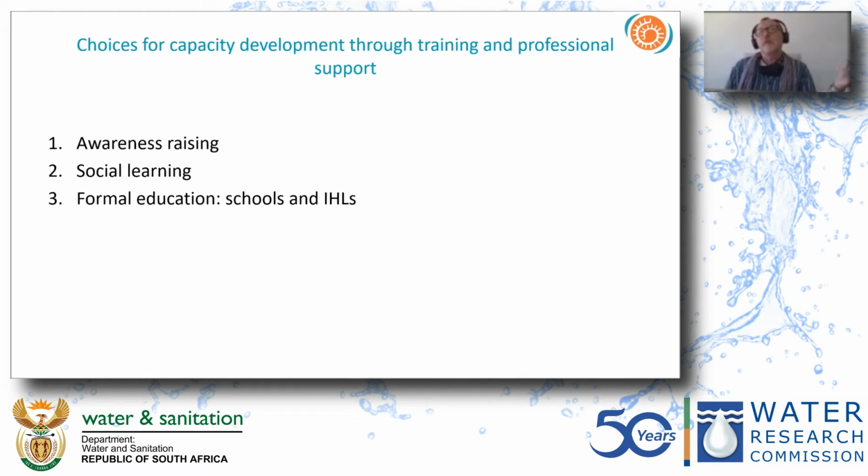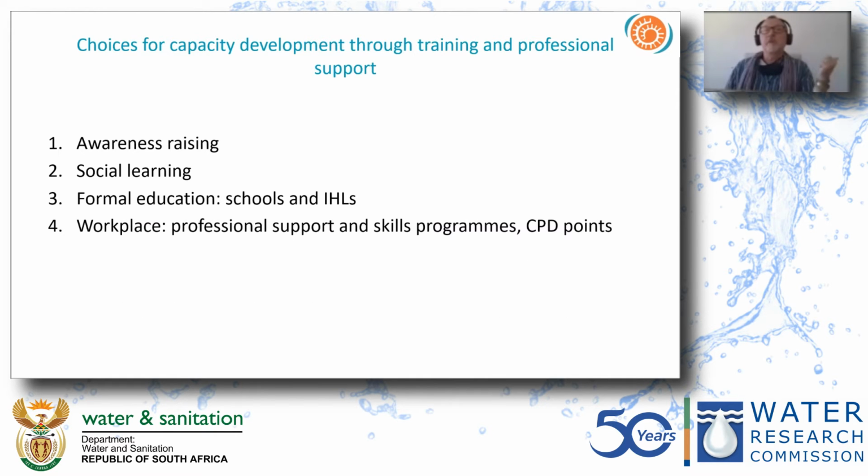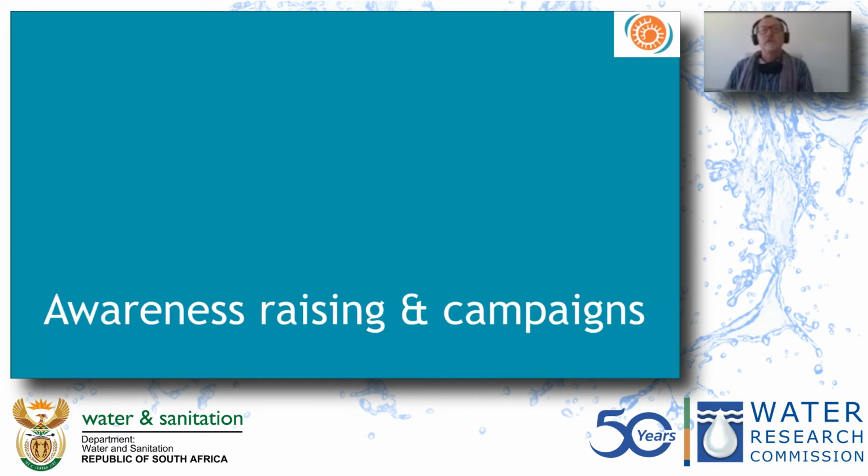Formal education is what people are very familiar with. People go off and get a formal degree, certificate, and so on through a school or an institute of higher learning, such as a university. And then, of course, workplace-based capacity development or training. It's professional support through workshops, various skills programs on the job, and a continuous professional development point system. So that also exists. And then lastly, developing networks that really focus on working together collectively and collaboratively, working groups, task teams, and so on. These are all forms of learning.